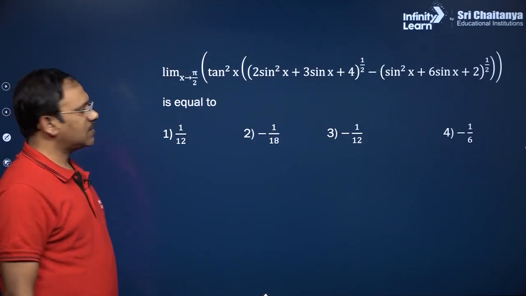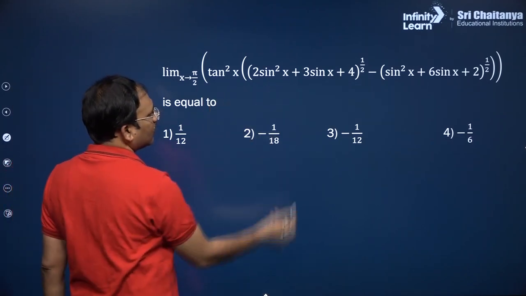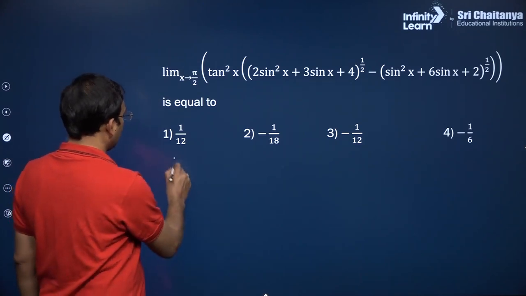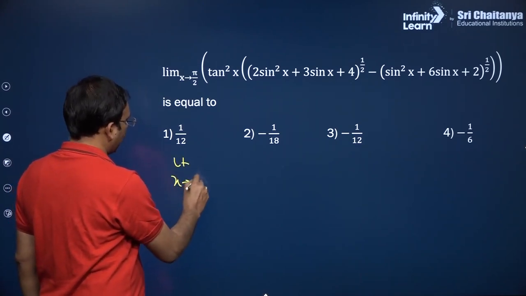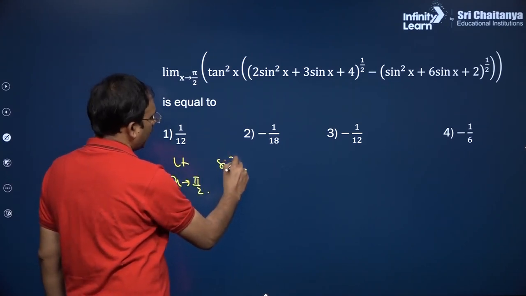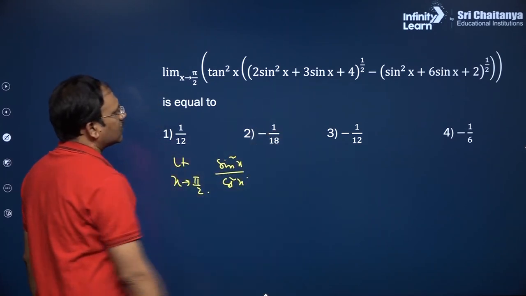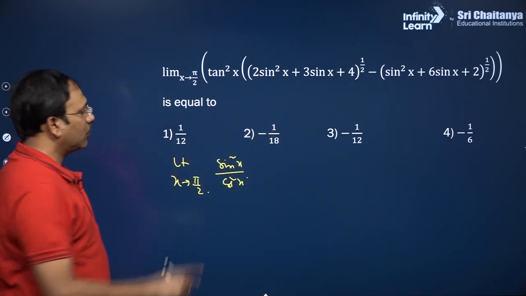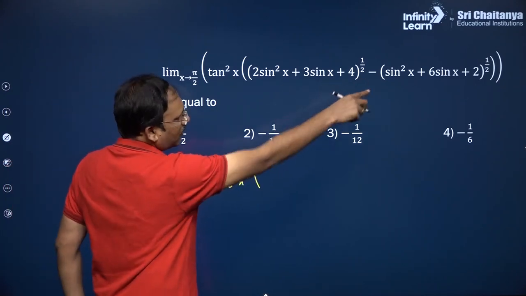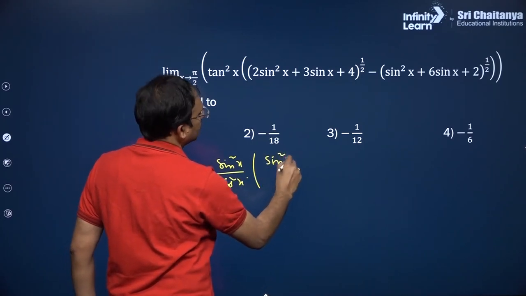Next, you see this limit, my dear friends, as x extends to pi by 2, this is infinity and this may be some other number. What you need to do is, limit x extends to pi by 2, my dear friends. You just write it as sin square x by cos square x. And you see, my dear friends, it is like root a minus root b. You multiply with root a plus root b so that it becomes a square minus b square. 2 sin square minus sin square x will become sin square x.